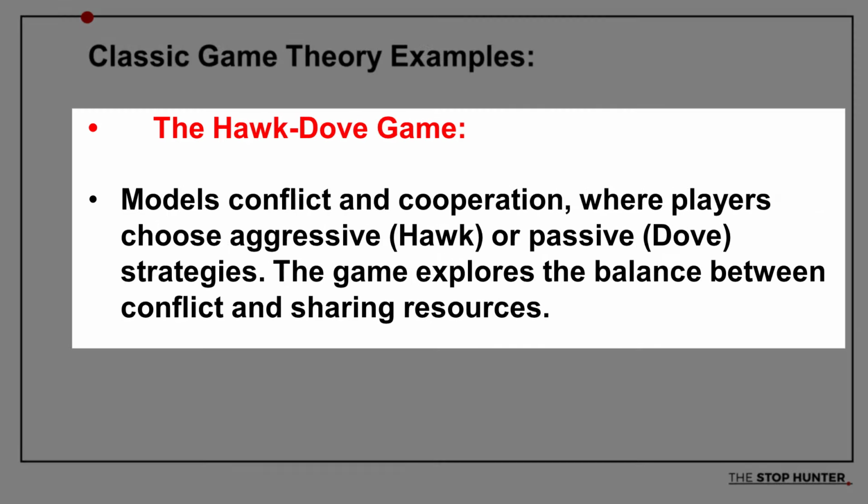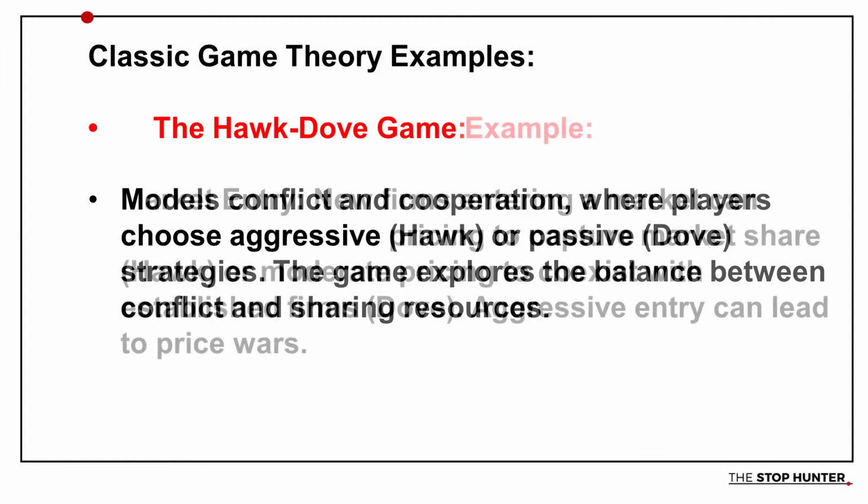Then we've got the hawk-dove game. Now, if you're into following your interest rates, the Fed, then this one's right up your street. Well, this model explores conflict and cooperation where players choose an aggressive hawk or passive dove strategy. So when you hear them saying the Fed's hawkish, they're more aggressive on interest rates, and vice versa. The game explores the balance between conflict and sharing resources.